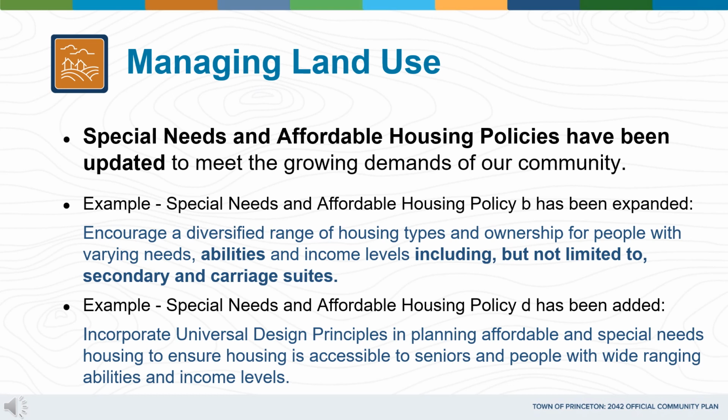This addition helps us to ensure our housing stock is diversified and grows, but also takes into account a wider range of individual needs. To further touch on housing inclusivity and access, Special Needs and Affordable Housing Policy D has been added: incorporate universal design principles in planning affordable and special needs housing to ensure housing is accessible to seniors and people with wide-ranging abilities and income levels.